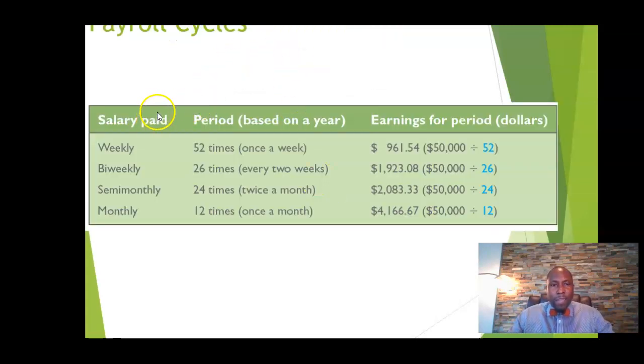So here we have the person who earns $50,000 on an annual basis. To determine their weekly salary, you divide the 50,000 by 52 weeks. If they're paid bi-weekly, divided by 26. If they're paid semi-monthly, twice a month, divided by 24. And if they're paid monthly, divided by 12 to get the amount of their monthly salary.